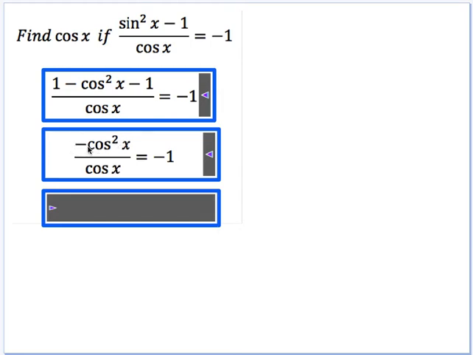Even though you have this negative here, you can still reduce this answer by canceling out your squared term and your cosine in the denominator. When you do that, you end up with cosine x, and on this answer I forgot about this negative. So if that negative was still over here, you would have negative cosine x equals negative 1. Your negatives end up canceling out, and in this case cosine x would just equal 1.